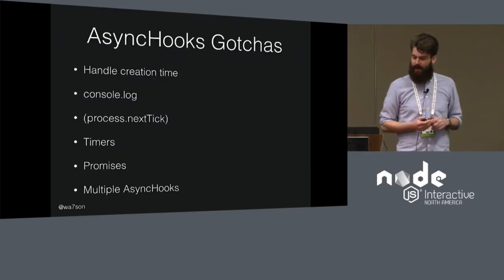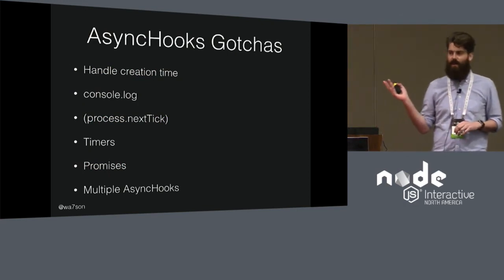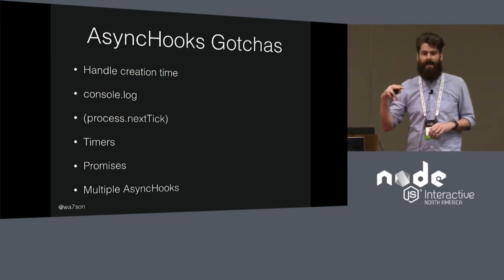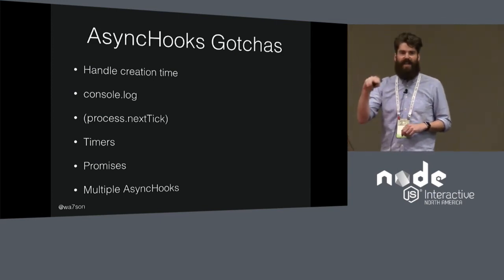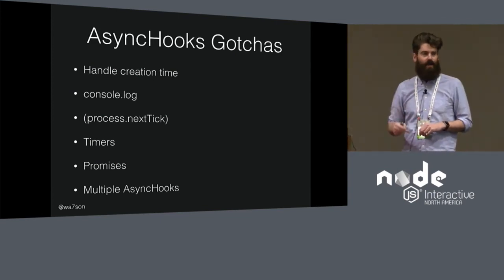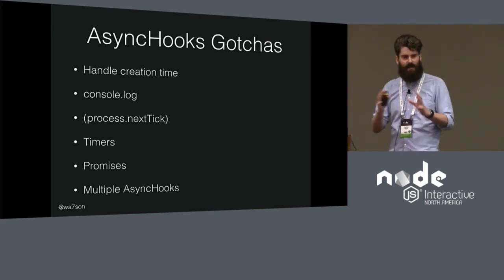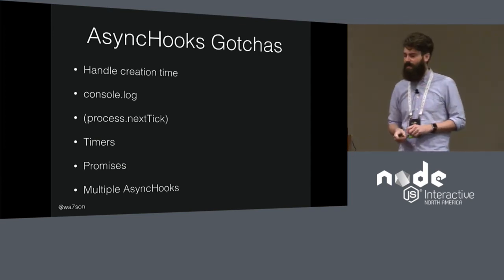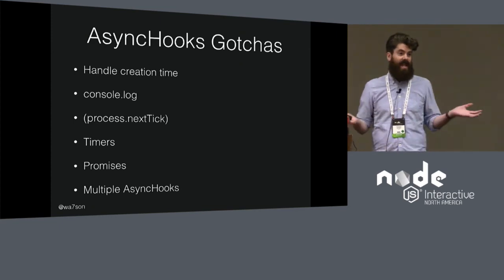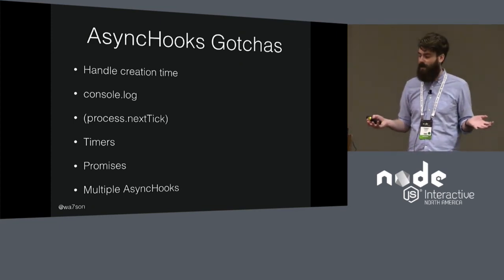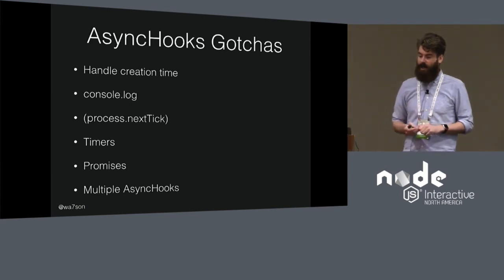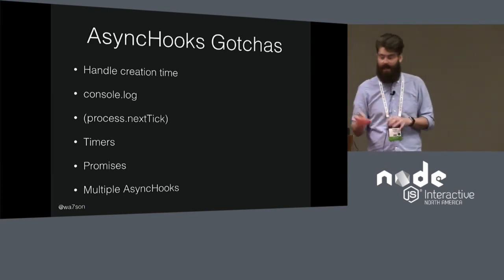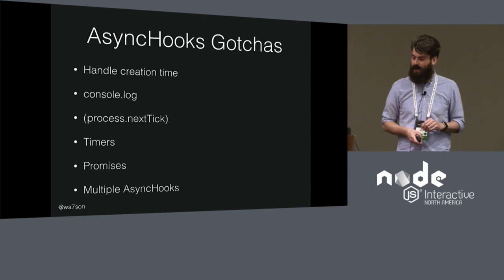Finally, AsyncHooks gotchas. The handle creation time is not always obvious. For example, if you make a HTTP server, the init function will not be called until you actually bind to a port. So that's not until you actually call listen. So it's sometimes not really obvious when the init callback is going to be called. Console log, you can't do that. You have to use raw debug. Process nextTick is currently not covered by this. It will be in the future, very soon.